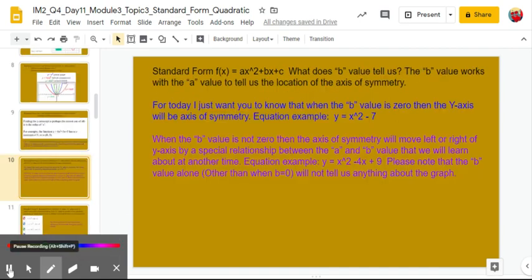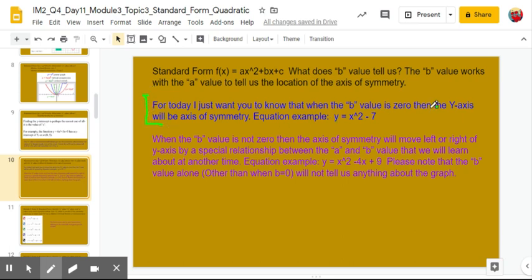All right, now the b value is not going to tell us anything right away. When we just look at the equation, we're not going to be able to know anything specific. So for today's lesson, what I want you to know is that the b value will work with the a value, and we're going to have a method for actually determining where the axis of symmetry is using a combination of b and a. I'm not going to show you that today. We're not going to talk about that today. For today, all I want you to know is this.